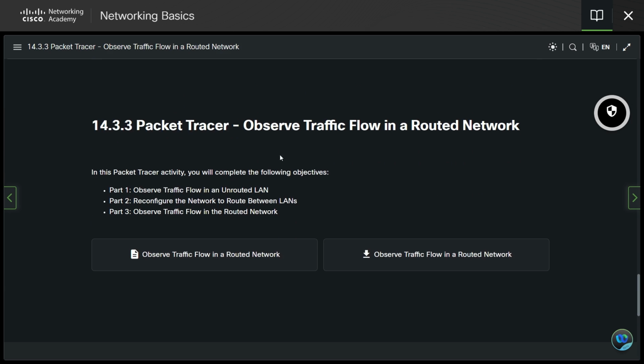Packet Tracer: observe traffic flow in a routed network. In this Packet Tracer activity, you will complete the following objectives. Part 1: observe the traffic flow in an unrouted LAN. Part 2: configure the network to route between LANs. And Part 3: observe traffic flow in the routed network.